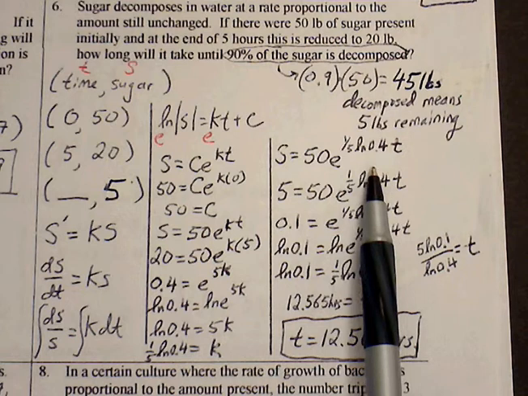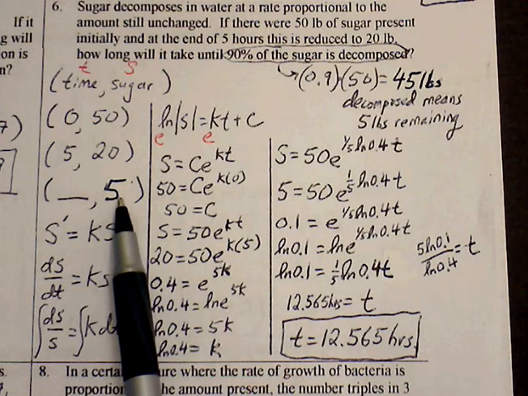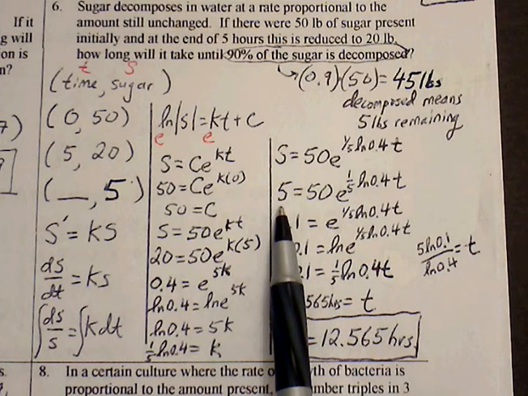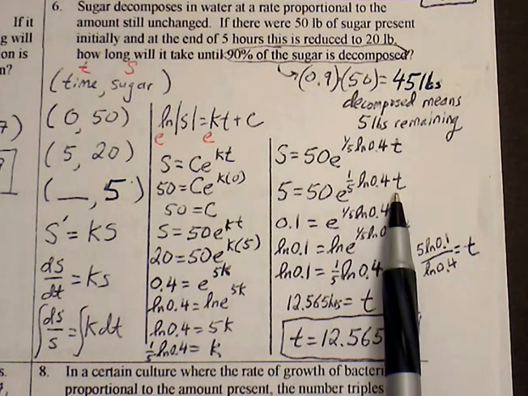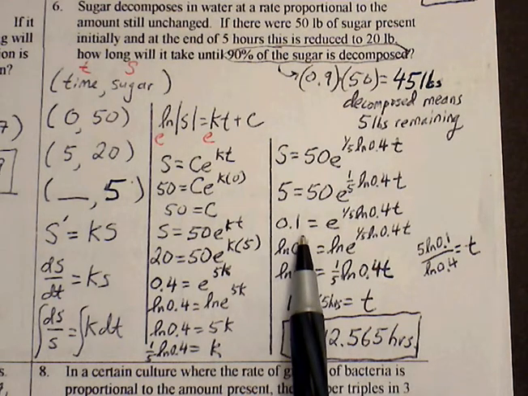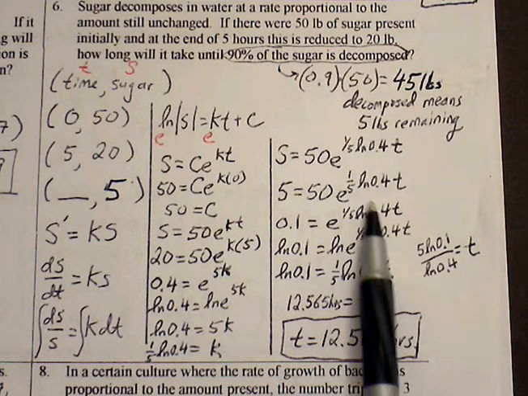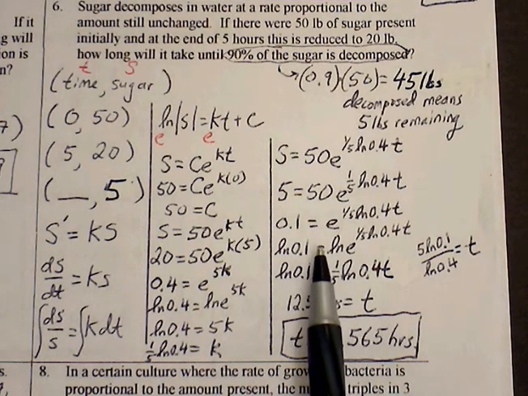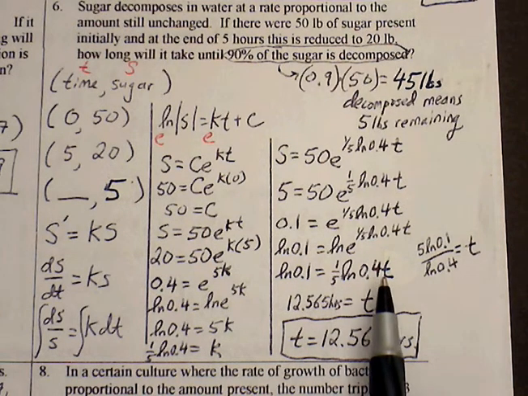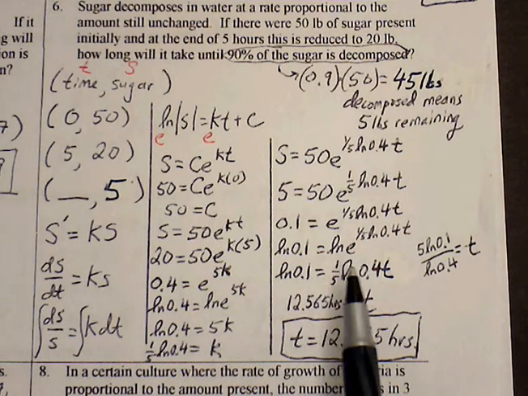So once we have our specific equation, now we can find how long it's going to take before 5 pounds remains. So 5 plugs in for S, the amount of sugar, and we're going to solve for t. 5 divided by 50 is 0.1. And we can take the natural log of both sides, so we can bring this exponential expression down in front. Once we have that, then we get 1/5 natural log of 0.4 times t. We're going to solve for t, so multiply both sides by 5, divide both sides by natural log of 0.4.